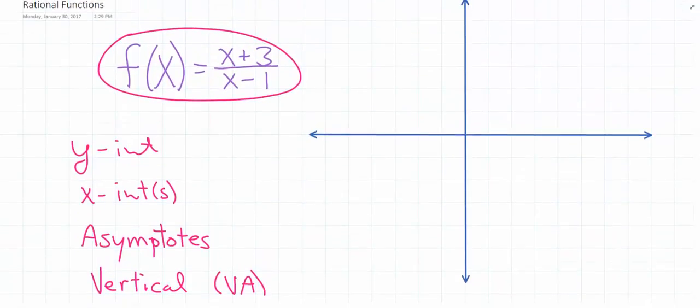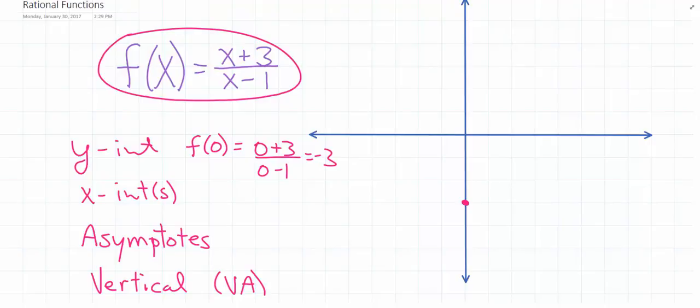Now, to find the Y-intercept, just like usual for all other functions, we let x be 0. So we just plug in a 0, and if we do, what we get is 0 plus 3 over 0 minus 1, which of course is negative 3. So we have here a Y-intercept of negative 3. I'll just make a note of that right there.